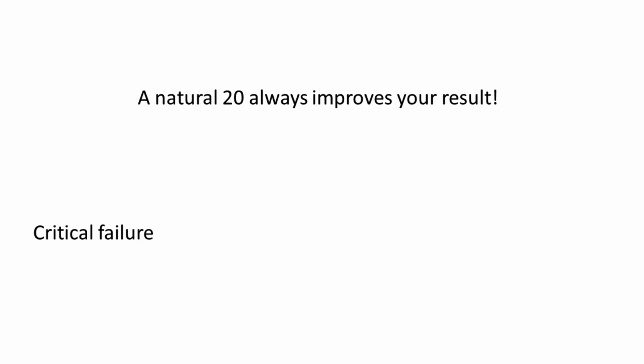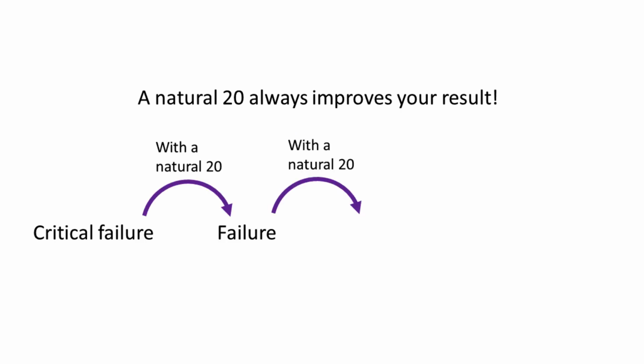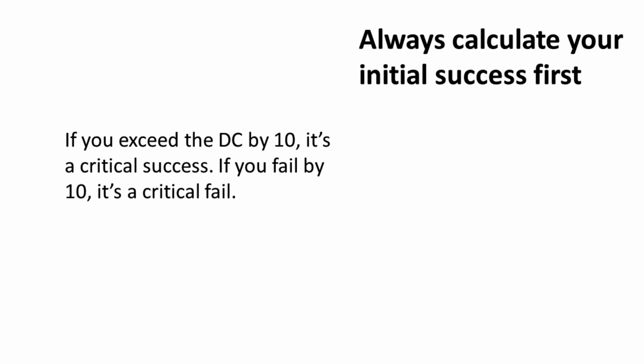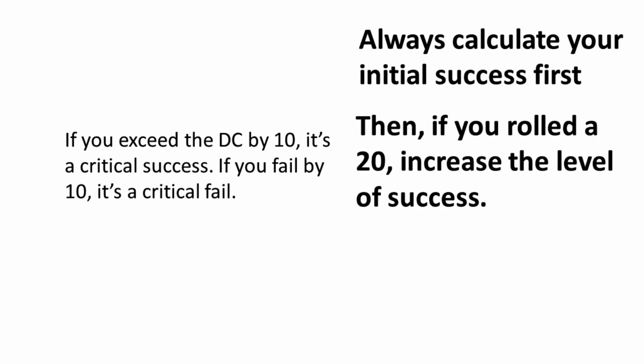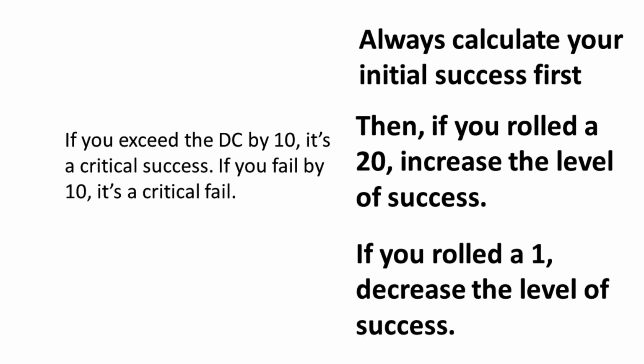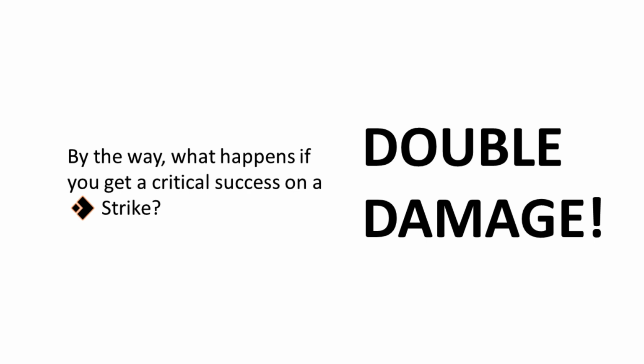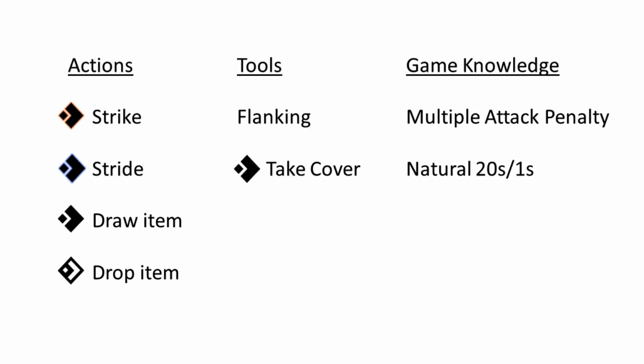A critical failure with a natural 20 becomes a failure. A failure with a natural 20 becomes a success. A success with a natural 20 becomes a critical success. Always calculate your initial success first. But then, if you rolled a 20, increase the level of success. But there's another side to this coin. If you rolled a 1, a natural 1, you must decrease the level of success. By the way, what happens if you get a critical success on a strike? Double damage!